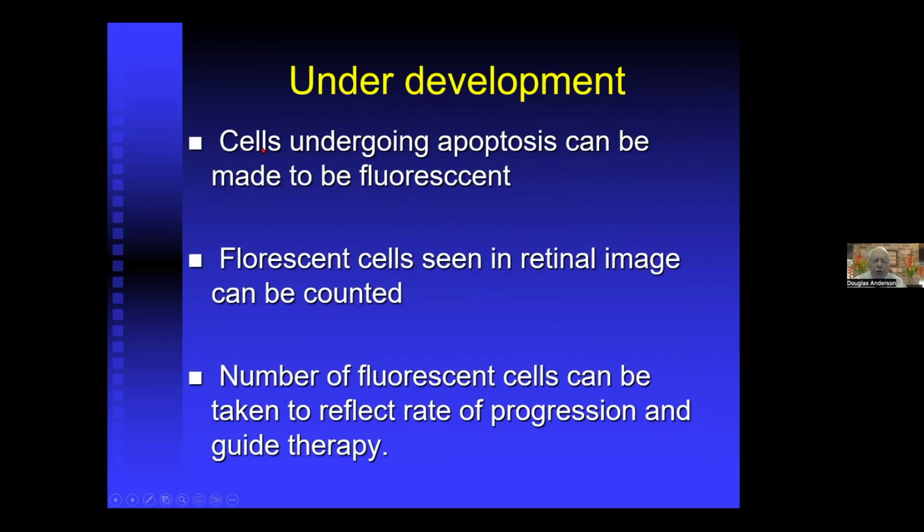Now, a separate topic is that cells undergoing apoptosis can be made to be fluorescent. And these fluorescent cells can be seen in retinal images and be counted. And the number of fluorescent cells reflects the rate of progression and guides therapy. In other words, the more cells there are that are undergoing apoptosis, the more progression that's occurring at the moment. A clinical method to do this is under development. It might be 10 years or so before you see it, but it's coming, and it's based on the fact that there is apoptosis caused by axonal transport blockage, seemingly.